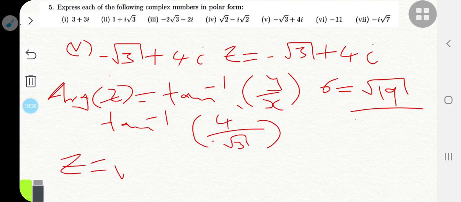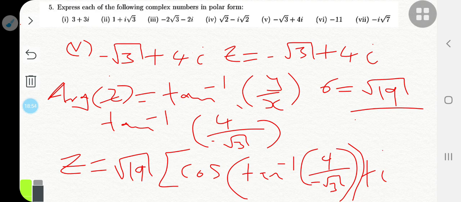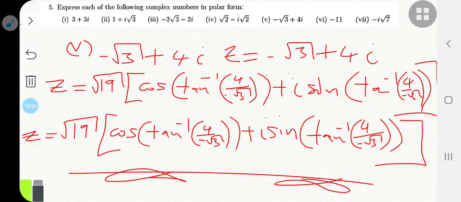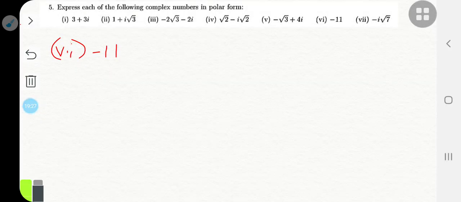So you just say my z will just be equal to the magnitude, which is just the root of 19, cos, in brackets, the tan inverse of 4 over the negative root of 3, plus i sine the tan inverse of 4 over the negative root of 3. Then you're done. We move to part 6.